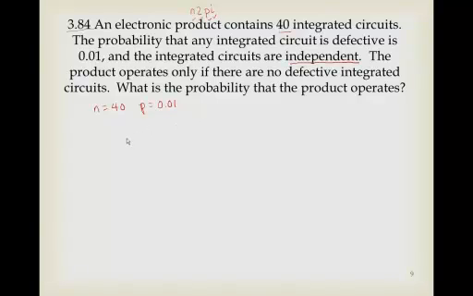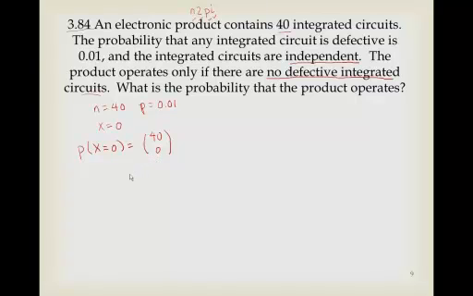And if we do that, we can lay it out. What we're really looking for is that we want no defective integrated circuits. So we're essentially wanting that x is going to be 0. The probability that x is equal to 0 is going to be, well, 40 choose 0. We're not going to choose any of them.